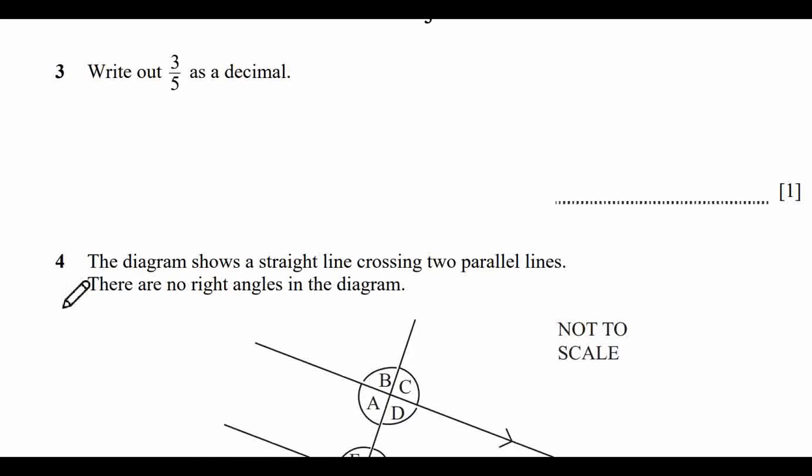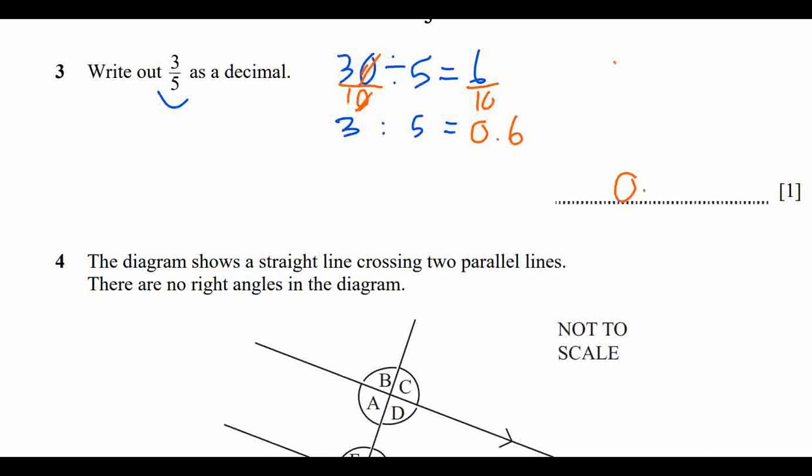Write 3 over 5 as a decimal. The trick to do this is, we know that 30 divided by 5 mentally is 6. Now if it's 3 divided by 5, divide by 10 on both, so 3 divided by 10 is 3, hmm, and 6 divided by 10 will be 0.6. That is how to count mentally without doing the normal long division.